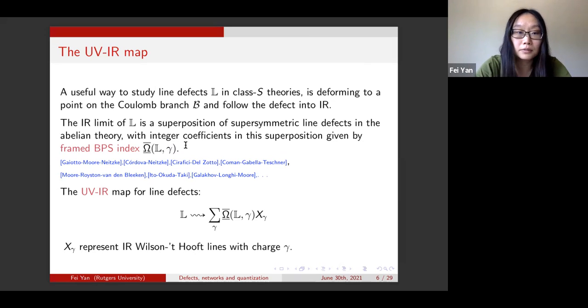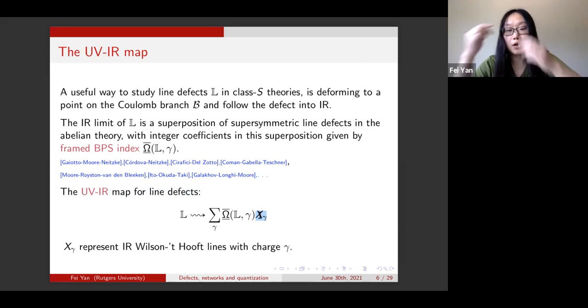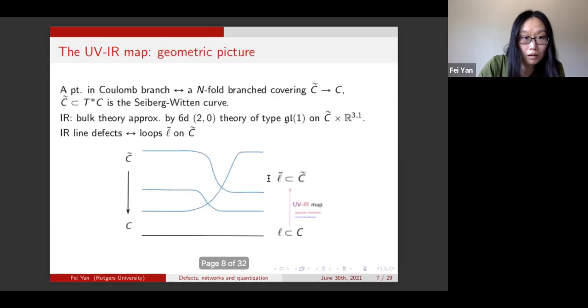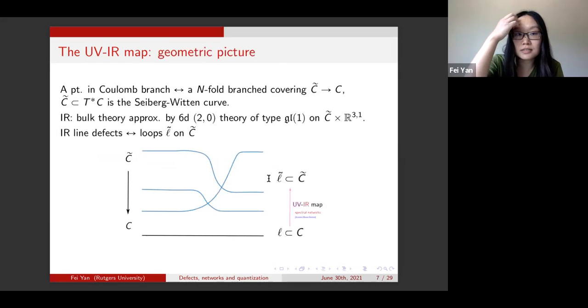This flow from UV to IR can be summarized as a UV-IR map for line defects, where on the left-hand side you have a UV line in class S, and this zigzag arrow denotes deforming to some point on the Coulomb branch. Then you end up with a superposition of infrared Wilson-'t Hooft lines with charge gamma, represented by this formal variable, and with coefficients given by the framed BPS indices. One could also understand this UV-IR map geometrically, which will be important for the construction I will describe.